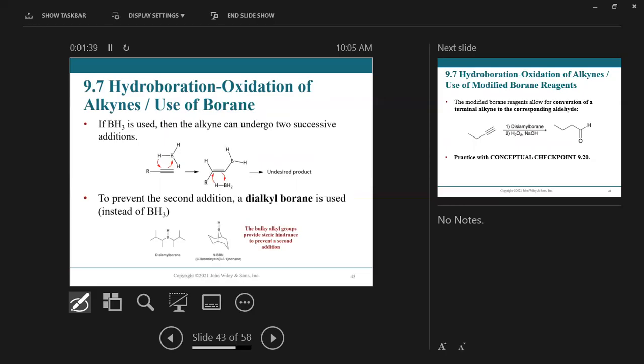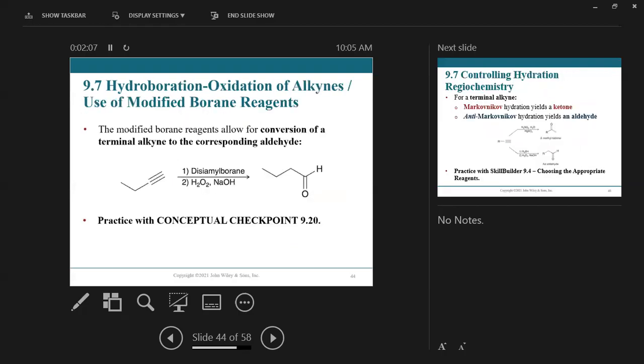If borane is used, then the alkyne can undergo 2 successive additions, and we can see that right here. They said this is the undesired product. So to prevent the second addition, a dialkylborane is used, and they show us this right here. There would be an example of a dialkylborane. The bulkiness of the alkyl groups provides steric hindrance to prevent a second addition. It says the modified borane reagents allow for conversion of a terminal alkyne to the corresponding aldehyde.